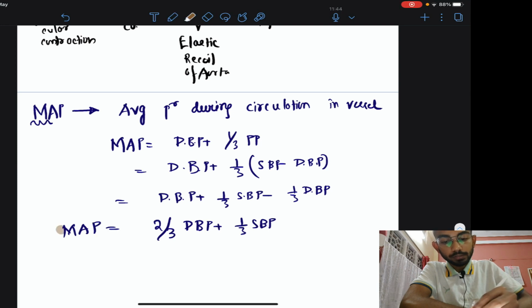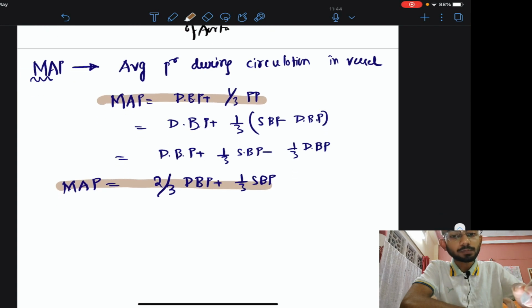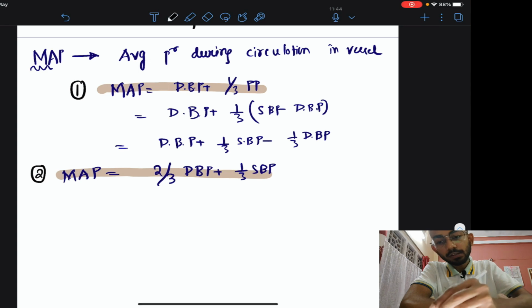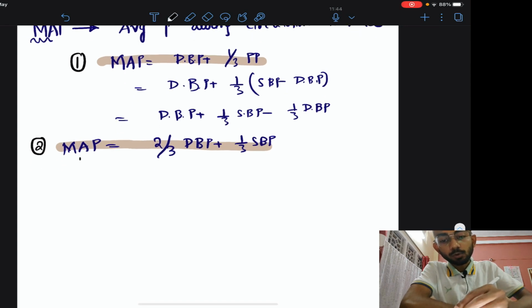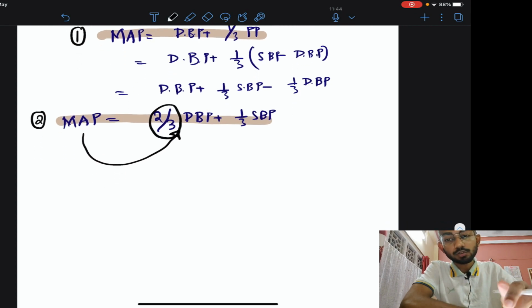So we've got two formulas here. Number one formula is the mean arterial pressure is equal to diastolic blood pressure plus 1/3 of the pulse pressure. Number two formula is what? Mean arterial pressure is equal to 2/3 of the diastolic blood pressure plus 1/3 of the systolic blood pressure. So if we talk about the dependence of the mean arterial blood pressure, it is more dependent on the diastolic blood pressure rather than the systolic blood pressure. More dependence on what? Diastolic blood pressure as compared to the systolic blood pressure.